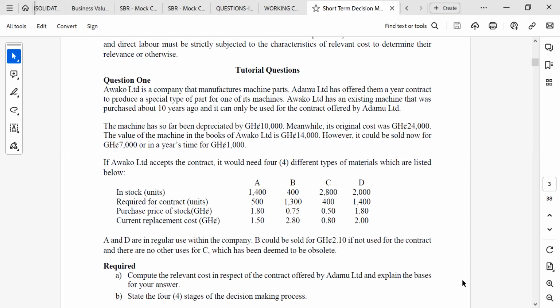Awako Limited has an existing machine that was purchased about 10 years ago, and it can only be used for the contract offered by Adamu. The machine so far has been depreciated by 10,000. Its original cost was 24,000. The value of the machine in the books of Awako Limited is 14,000. However, it could be sold now for 7,000, or in a year's time for 1,000.